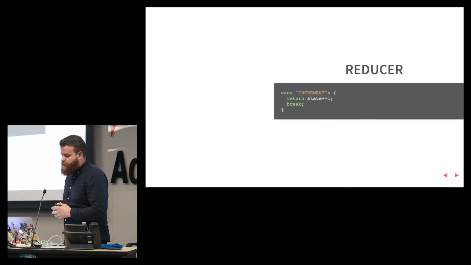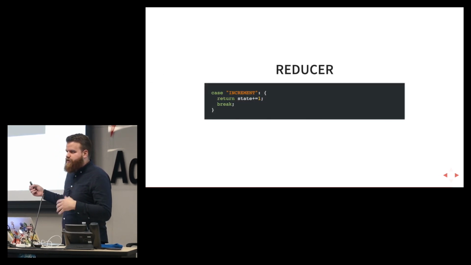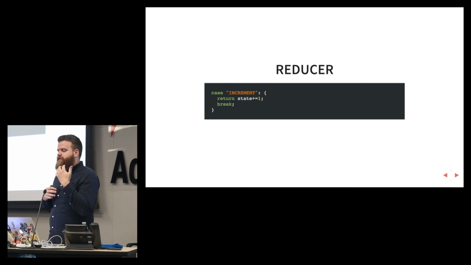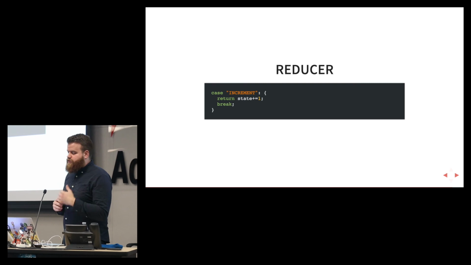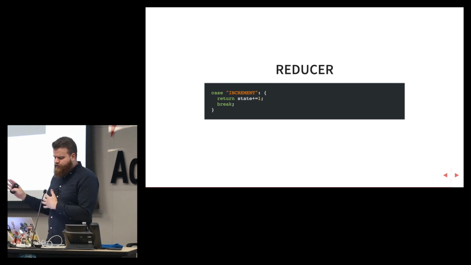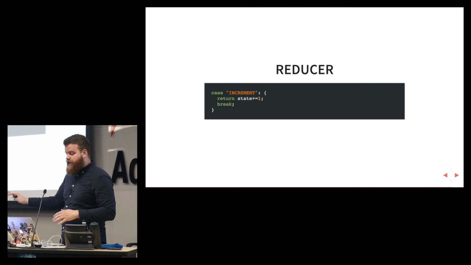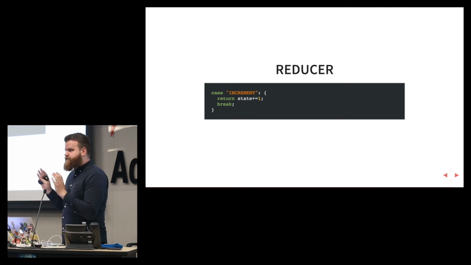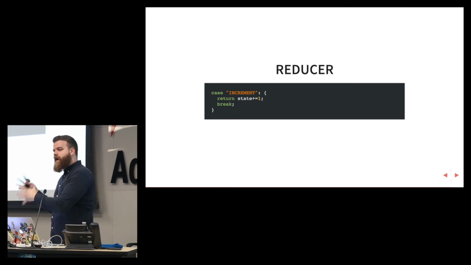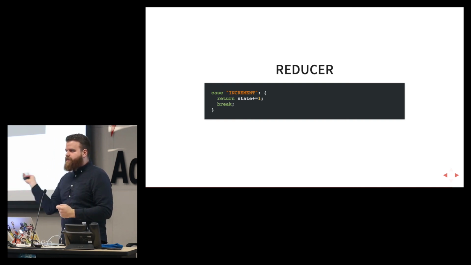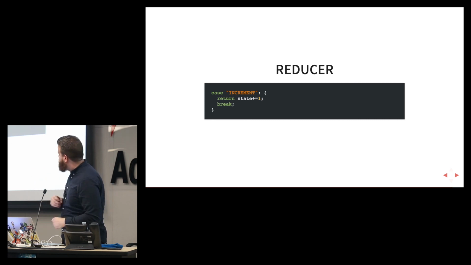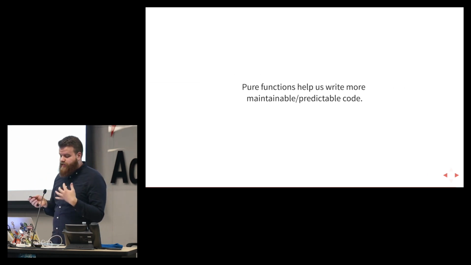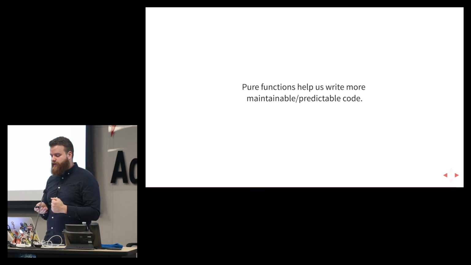So with our reducers, in this case, we're doing it with a number, but you'll commonly see it being done with objects, where you see Object.assign, or if you're using more future JS, object spread. But we're always taking the state as it is, cloning it, copying it, then mutating it, and then returning that new copy of it. So pure functions help us write more maintainable, predictable code.